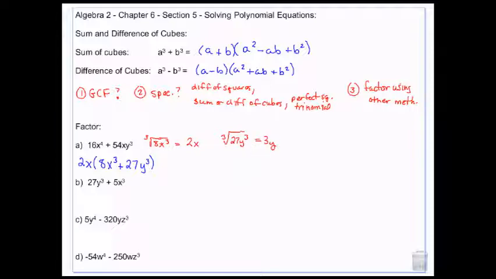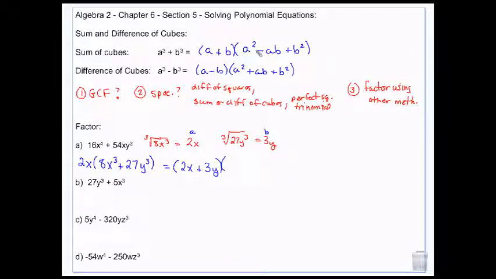Now for our pattern, this is A and this is B. So far okay? Because this is a perfect cube, if I take the cube root of it, I get A. This is a perfect cube, I take the cube root of that and I get B. So that's A plus B. That's this first portion.